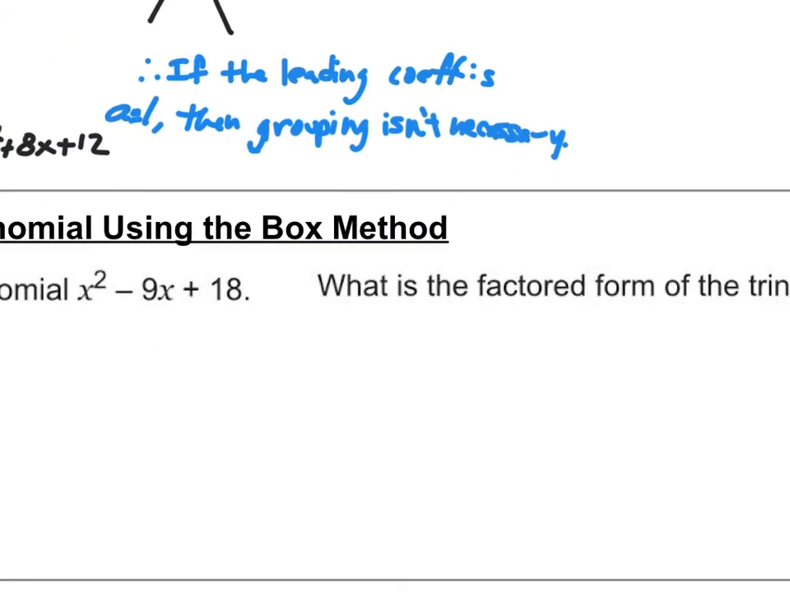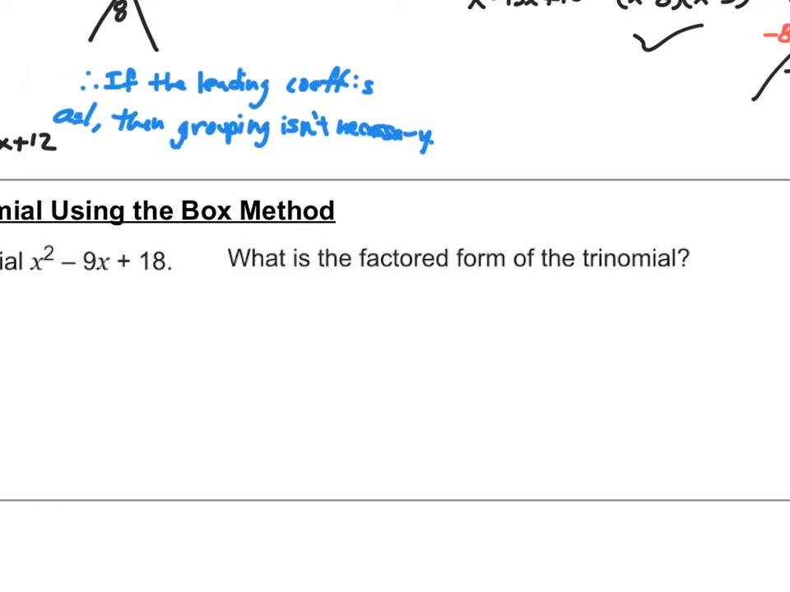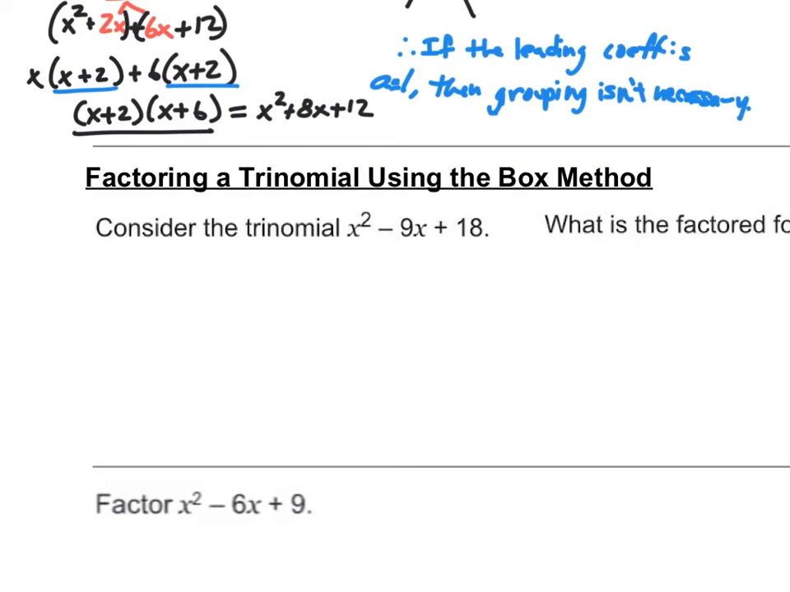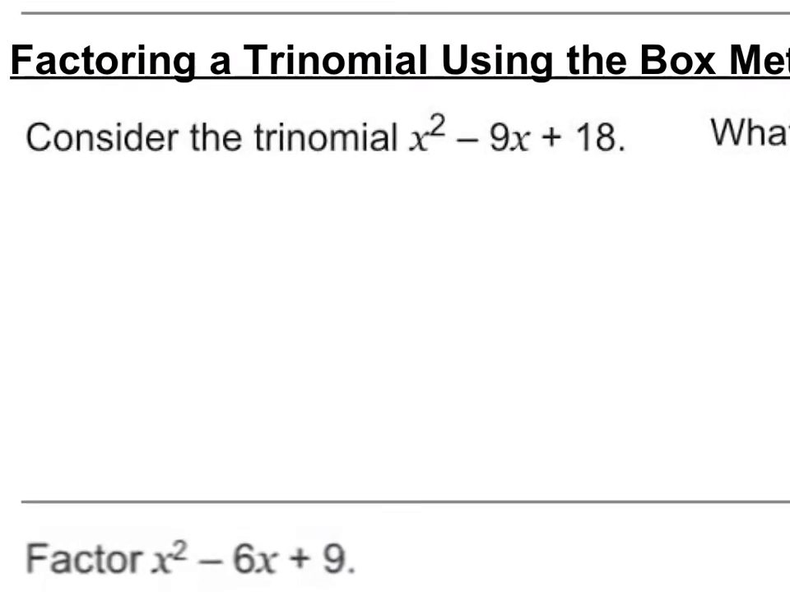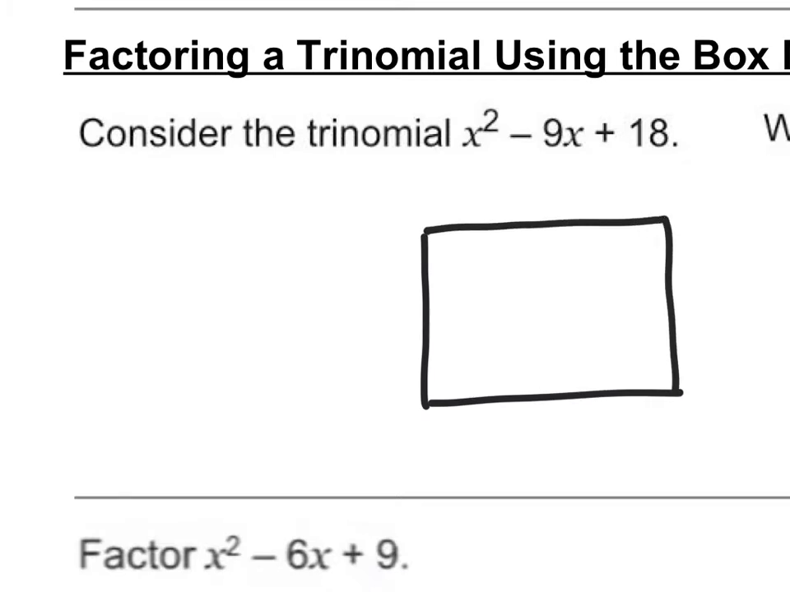But let's look at this next thing called the box method, okay? And so what I want to do is consider the trinomial here and go, okay, if I do the box method, my first step is I'm going to draw my box, okay? And the box is going to look like this.